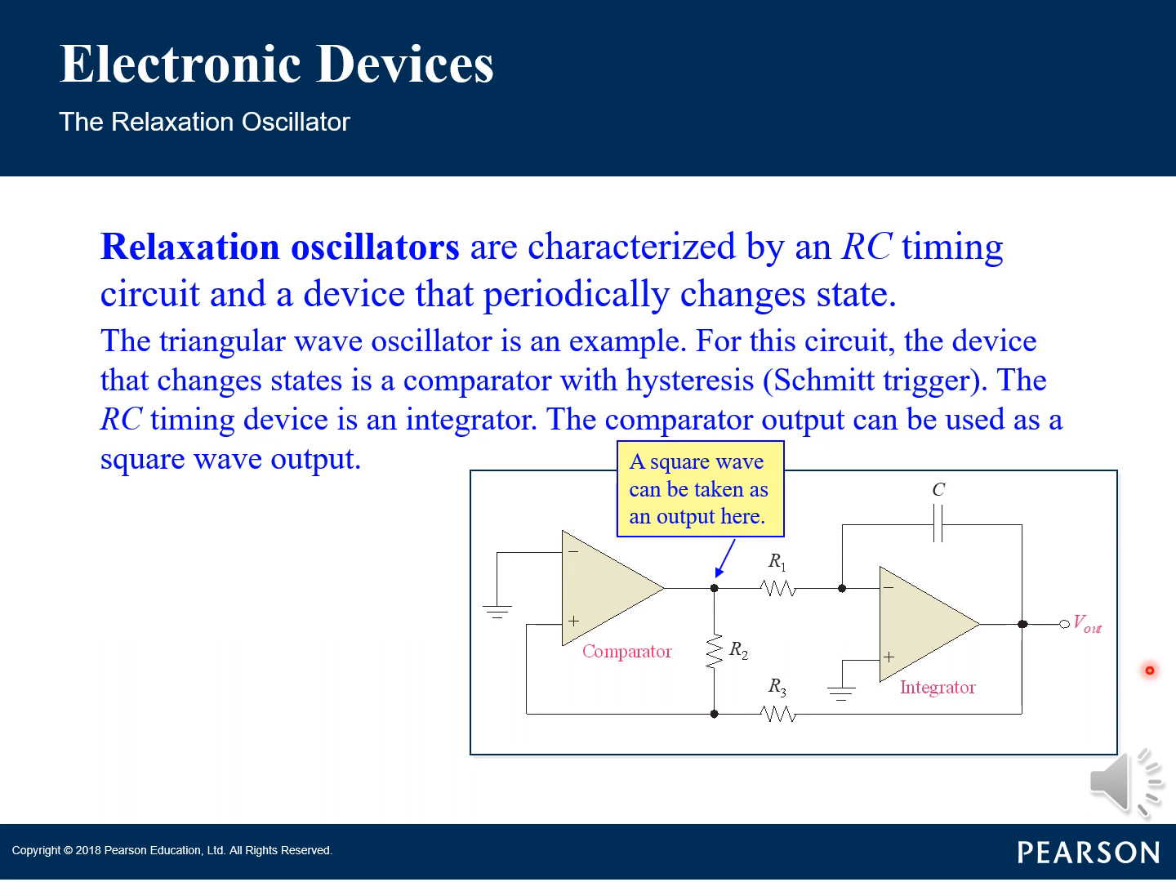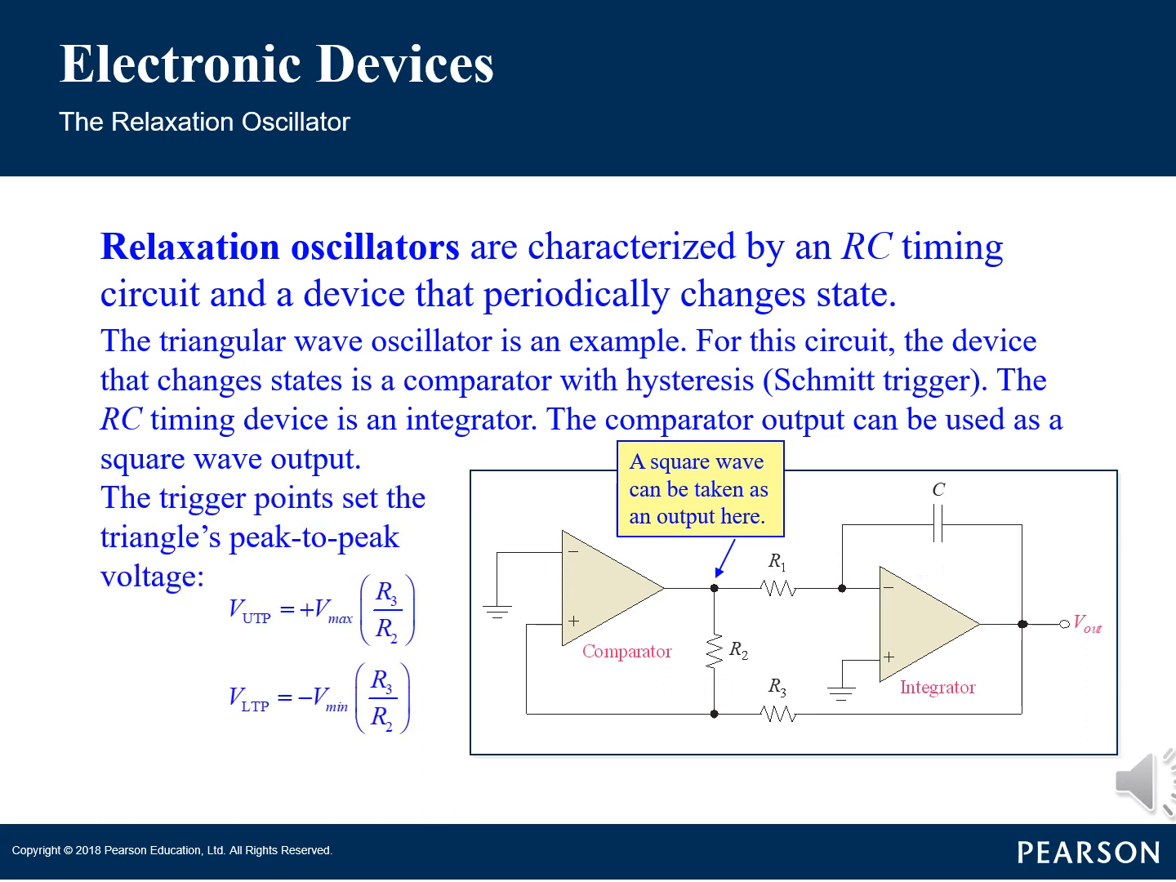At this point, the comparator output switches back to the maximum negative level and the cycle repeats. The comparator output can be used as a square wave output. A square wave can be taken as an output here. This means this circuit can be used as both a triangular wave oscillator and a square wave oscillator.